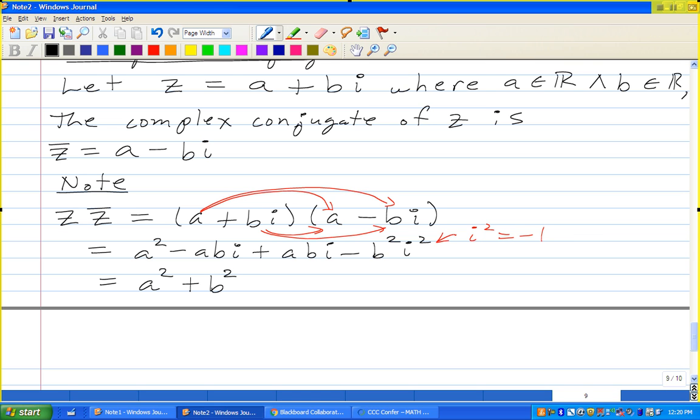So notice that if you multiply a complex number times its complex conjugate, you get a real number. So this is a real number. So if you want to get rid of the imaginary part, you just multiply by the complex conjugate and you get a number without an imaginary part. So let's do some examples.